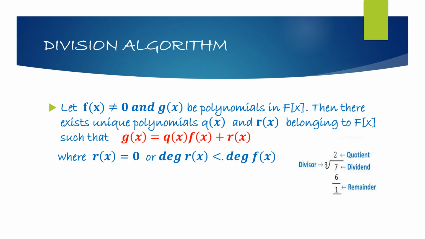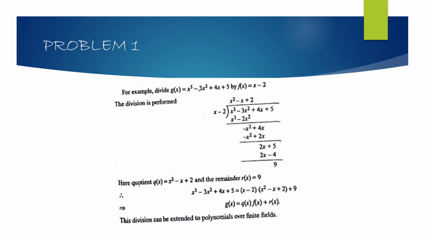So this is a division algorithm. The proof of the division algorithm will be given in a later part of the lecture. So let's get into the problems. First problem. Here it's a very simple example to start with. So g of x is given as x cube minus 3x square plus 4x plus 5, and f of x is equal to x minus 2.